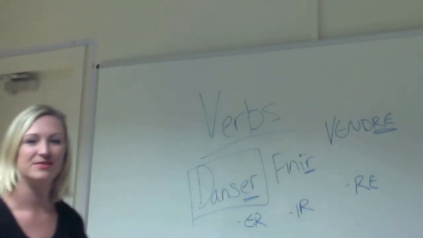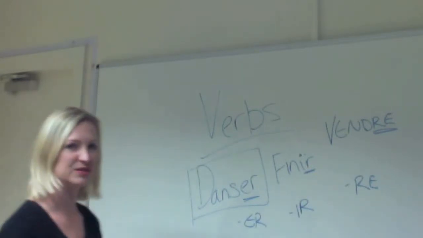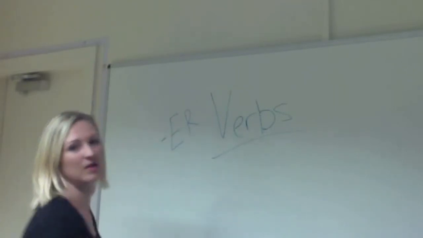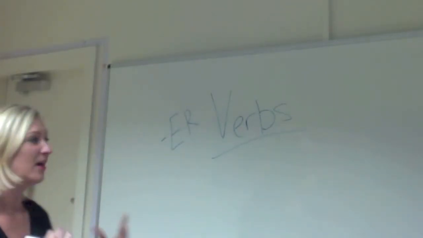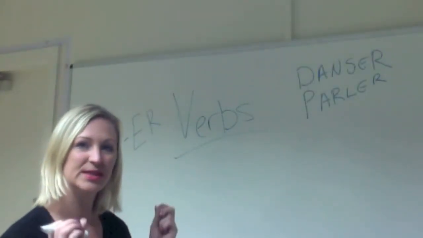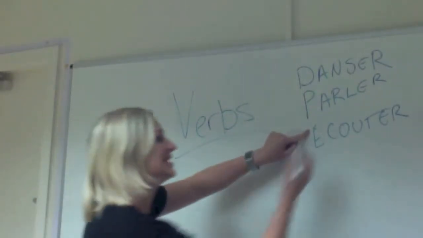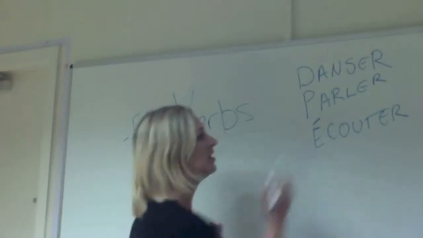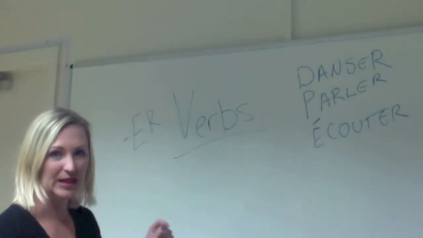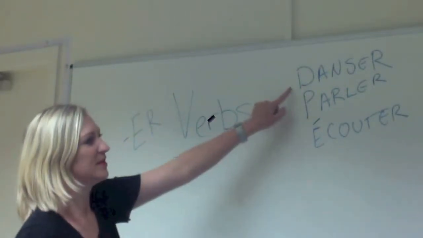In this series of videos, we're going to look at each one individually, and we're going to work out lots of different examples and ways to learn them. Verbs that end in ER in their full form. I've already given you an example, danser. Parler means to speak. Now, you shouldn't really put an accent on top of capital letters. I'm doing it here just because I want you to learn the sound and get it right when you spell it normally. Danser, parler, écouter.